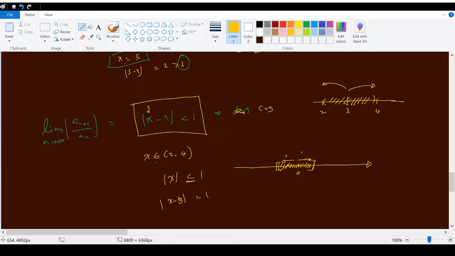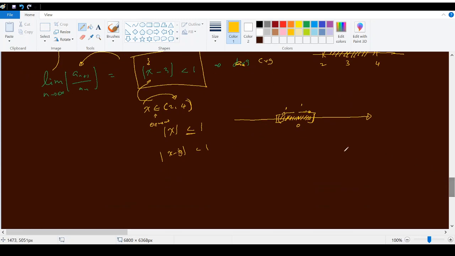So if x is an element, this is the symbol for element, right, in this set, the set starting from 2 and going up to 4, excluding the boundaries, right? So if x belongs to this set, then we know for sure that this inequality is satisfied. That means this limit for such x will be less than 1. That means the series for such x will converge.